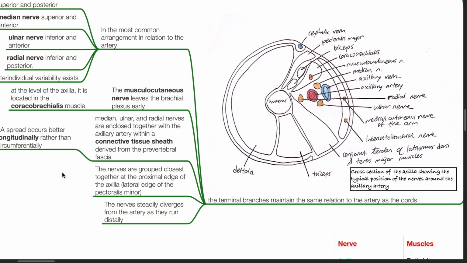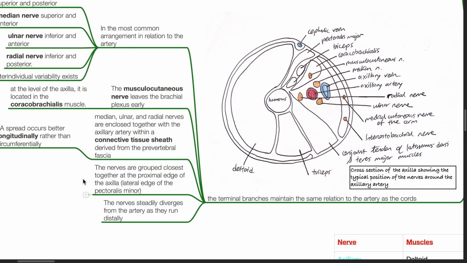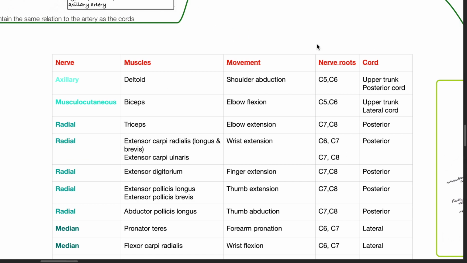The nerves are grouped closest together at the proximal edge of the axilla and the lateral edge of the pectoralis minor. The nerves steadily diverge from the axillary artery as they run distally. This table shows the nerves and the muscles that they supply, and their nerve roots and cord origins.